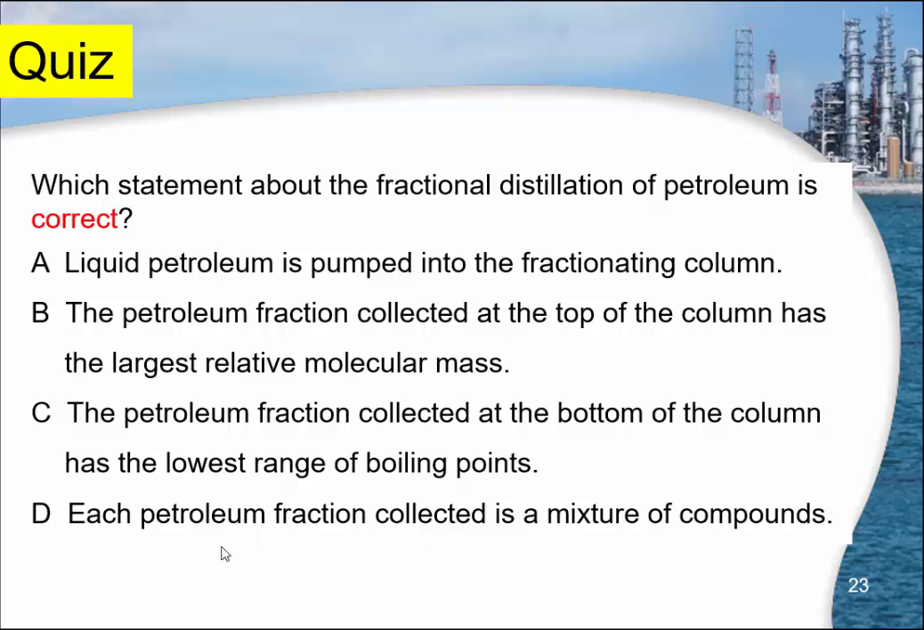Answer is D. First of all, liquid petroleum is not pumped into the column. Liquid petroleum is boiled and passed into the column. Petroleum fraction collected at the top has to be the smallest, not the largest. And petroleum fraction collected at the bottom is the highest range of the boiling point because they are bigger molecules, with higher boiling point, collected at the bottom. Each fraction is collected as a mixture of compounds, correct? Because each fraction itself is still a mixture and they boil over a range of temperature.